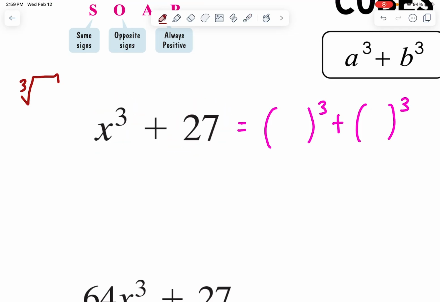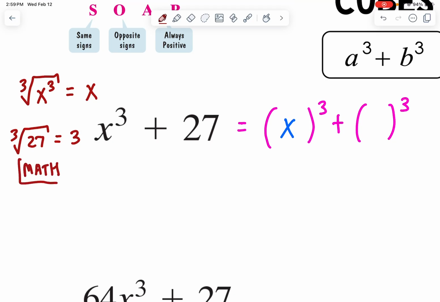So for the first one, we're going to take the cube root of x to the third. Here, the 3's will cancel out, so we're just left with x. That is what I'm going to put in the parentheses on the first one. Next one here, we're going to take the cube root of 27. If you take the cube root of 27, that'll be equal to 3. On a calculator, if you hit the math button, and then hit 4, that should lead you to the cube root icon.